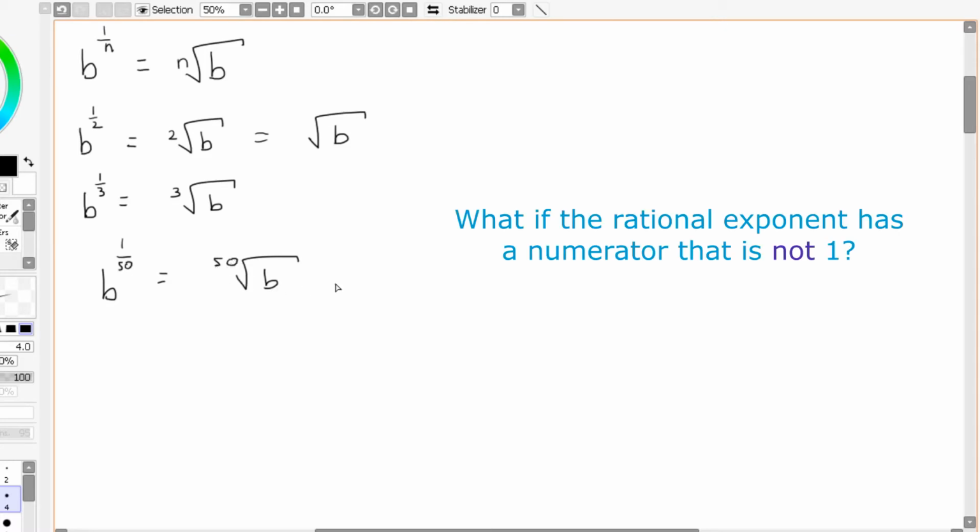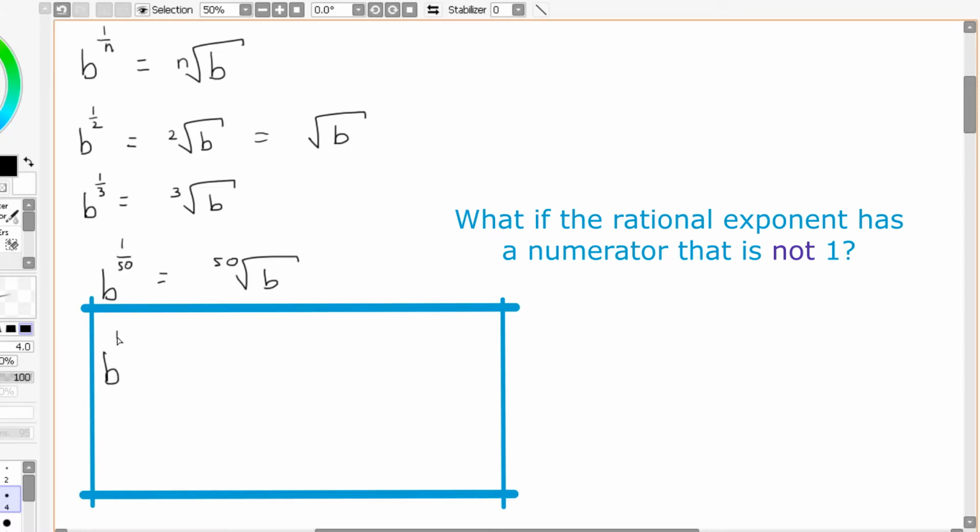Now, what if the rational exponent has a numerator that is not 1, as we saw there? Well, the rule is like this. b to the power of m over n is equal to, you take the root, and then you keep it to the power of m. Or you can also write it out like this. b first to the power of m, and then take the root. The same thing.